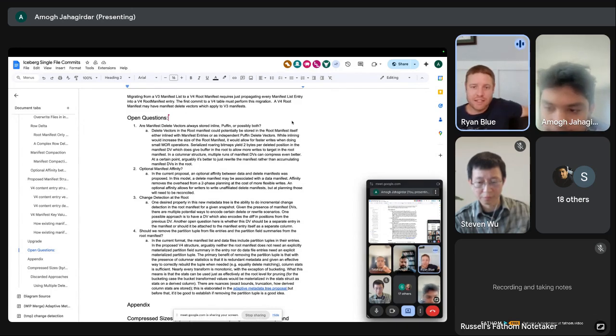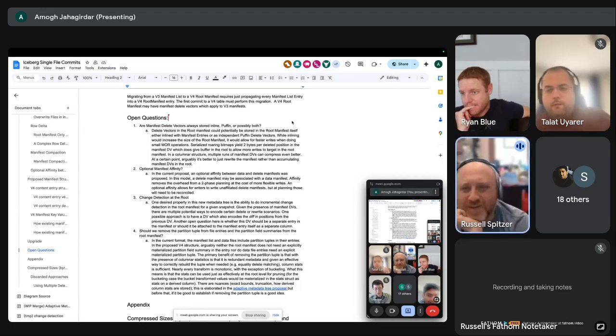So this is intended to allow you to very quickly delete a data file or a DV entry without actually going and rewriting that metadata. Okay, thank you. You answered my question.